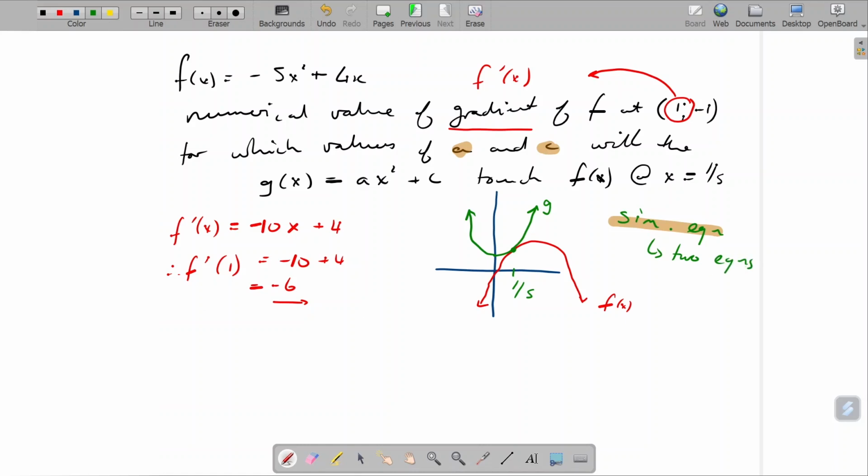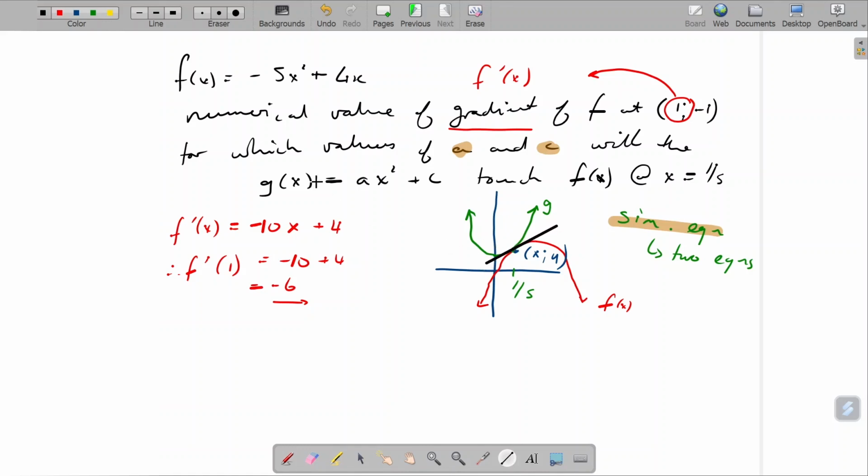And these are not the equations of f and g, these are the equations that relate to that point of contact. The first thing I need to know is that at this point, these two things share an x and a y value. And the second thing is that at this point of contact, these two things will share a gradient. So they would have, for example, a common tangent.